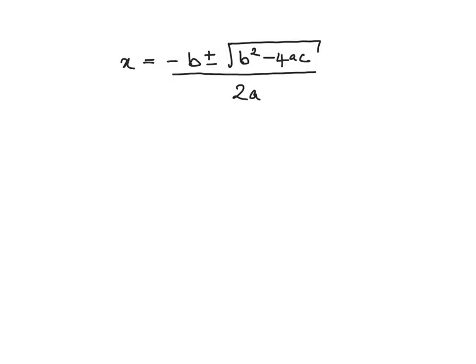What we see here is the quadratic formula used for solving quadratic equations, and the discriminant is part of the quadratic formula. It's b squared minus 4ac. Now this can have one of three values.